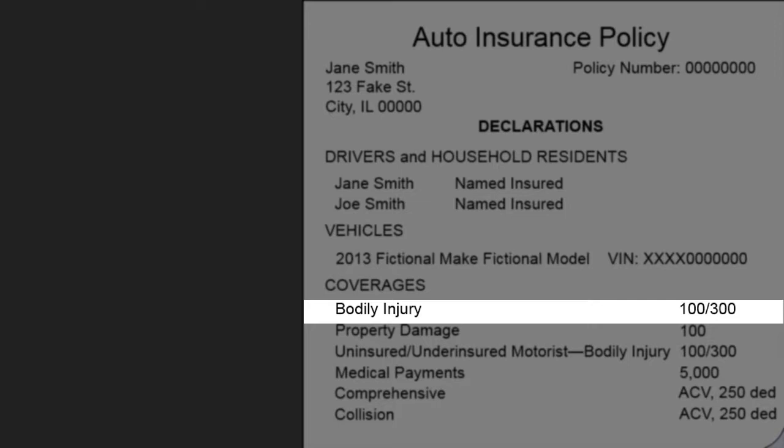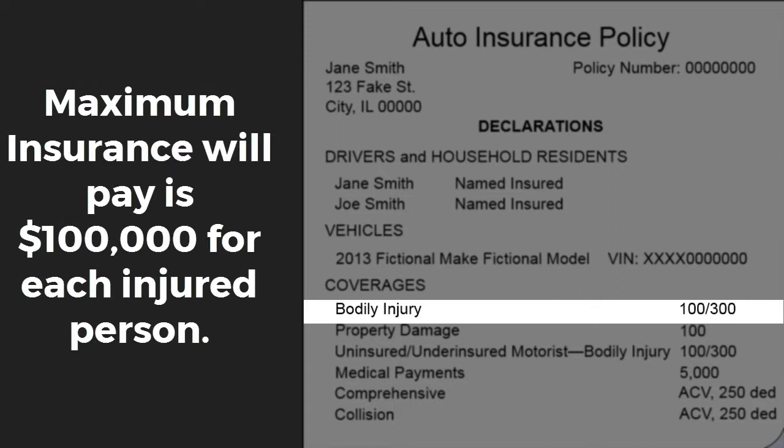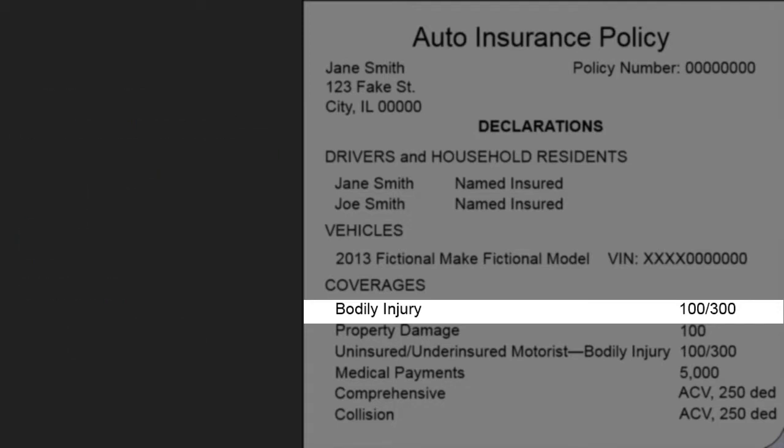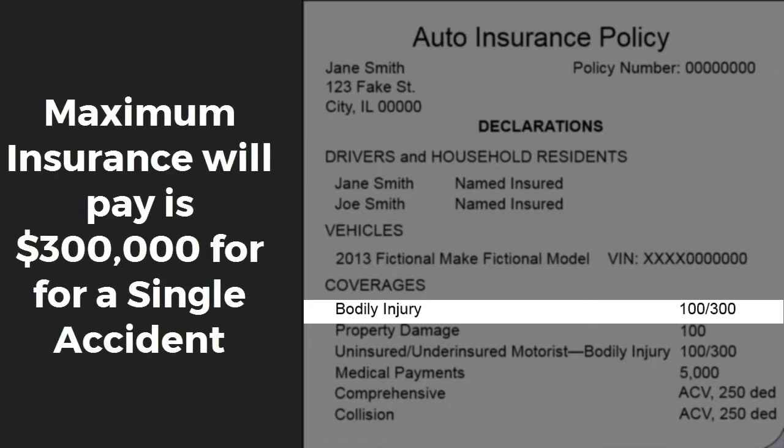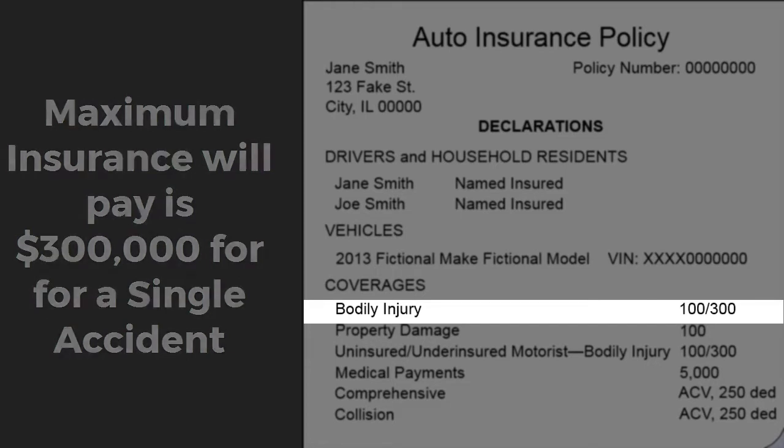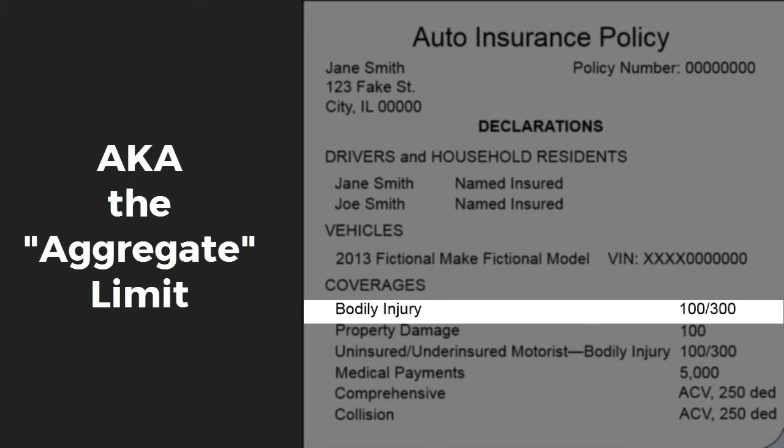The first number means that the insured's bodily injury coverage will pay no more than $100,000 in medical expenses for each injured person. So this first number is the per person limit. The second number means that the insured's bodily injury coverage will pay no more than $300,000 in medical expenses resulting from a single accident. So this second number is the per accident limit and is also known as the aggregate limit. Aggregate here means the medical expenses of all injured people put together.